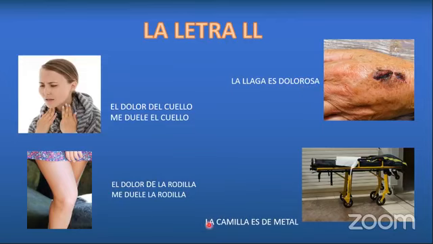Next one here. La camilla es de metal. The stretcher is of metal. La camilla es de metal. La camilla es de metal. Now you probably understand why in the lesson sometimes I use a stronger accent or softer accent. It's because I want you to be familiar with all the possible ways to pronounce the letter L.